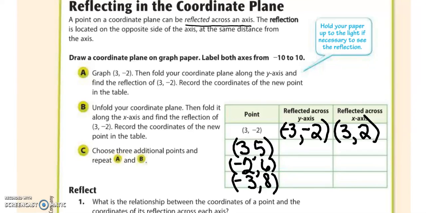Welcome to part 2 of finding distance in a coordinate plane. When I left you, we were finding reflected points across specific axes.